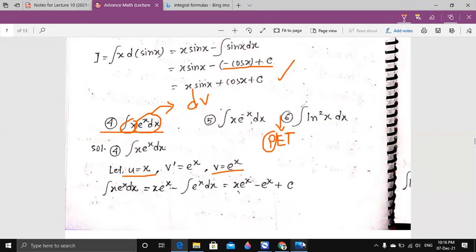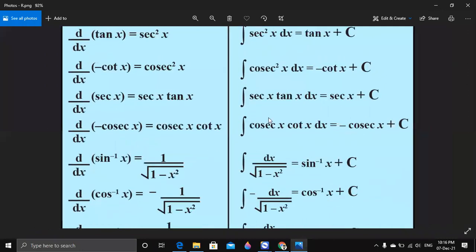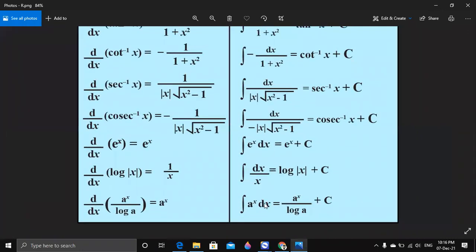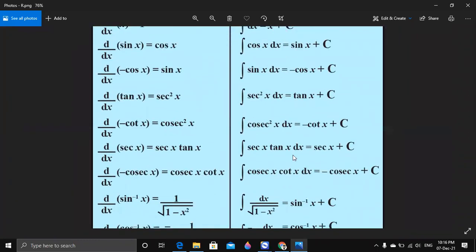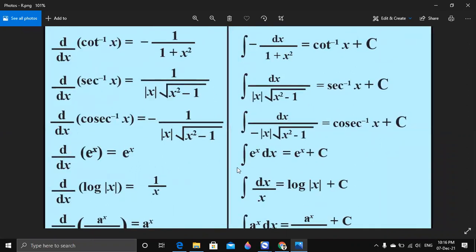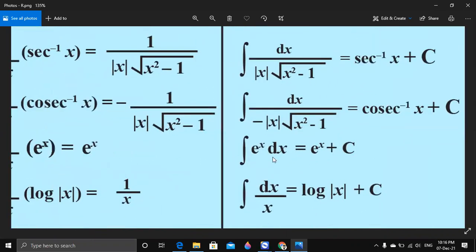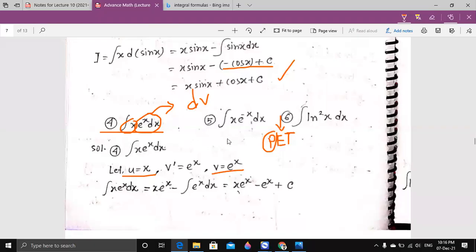If you look at the formula here, the integration of e to the power x dx is e to the power x plus c. So we can write down v equal to e to the power x. Now the integration of x e to the power x dx, we can also write this way: integration of x d(e to the power x).